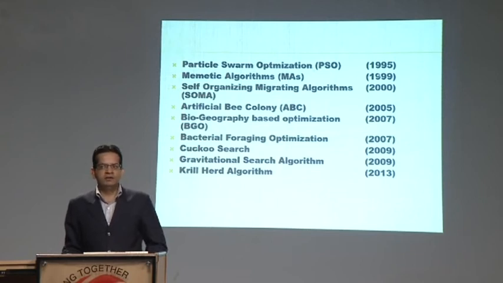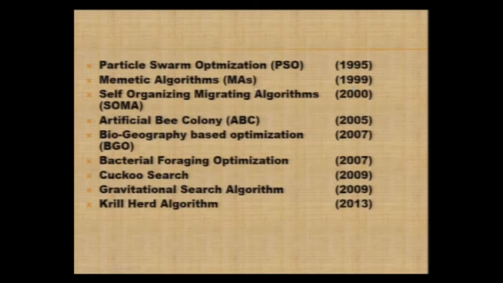Memetic algorithm started in 1999. Self-organizing migrating algorithm started in 2000. Artificial bee colony technique started in 2005. Biogeography based optimization technique started in 2007. Bacterial foraging optimization started in 2007. Cuckoo search method in 2009. Gravitational search algorithm in 2009, and Krill Herd algorithm started in 2013.